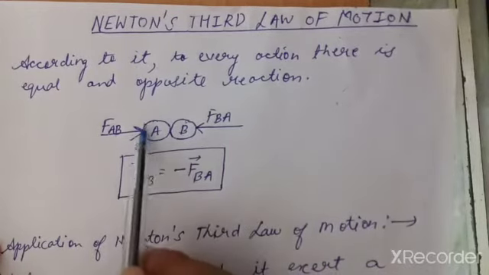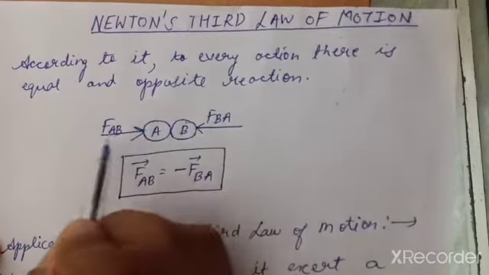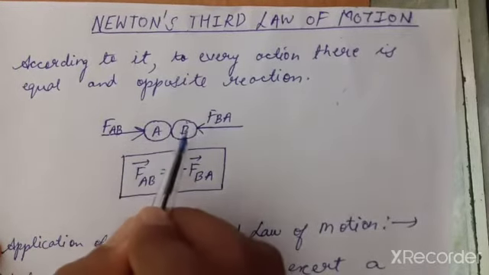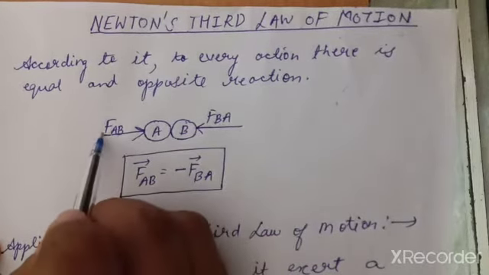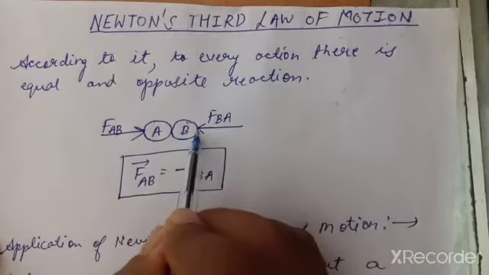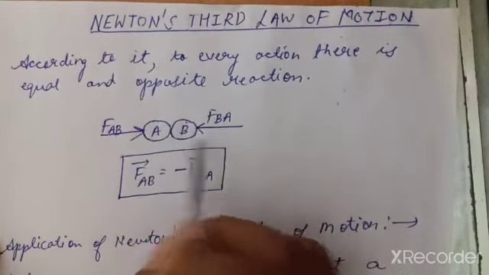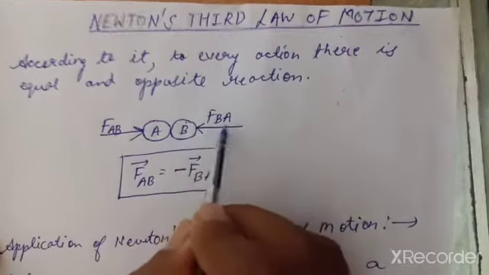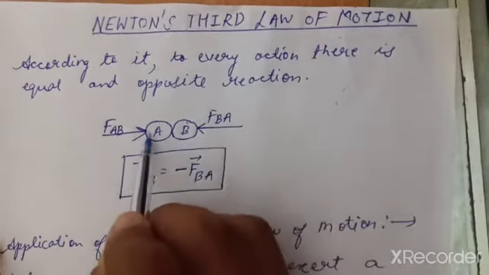If we consider a body A and B, suppose the force applied by object A on B is FAB. So what is FAB? The force applied by the object A on B, and B also applies the same force on A but in the opposite direction, because it is applying from this direction, so it is applying in this direction. So FBA is the force applied by the second object B on A.